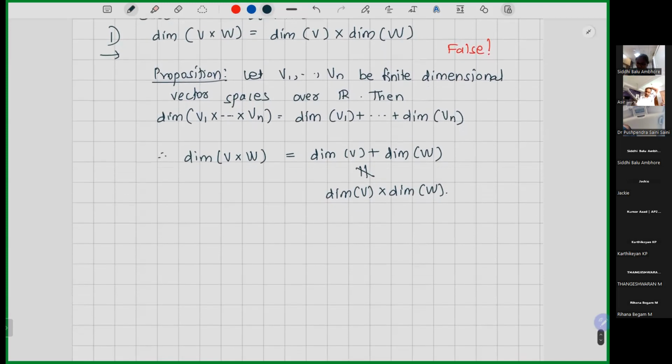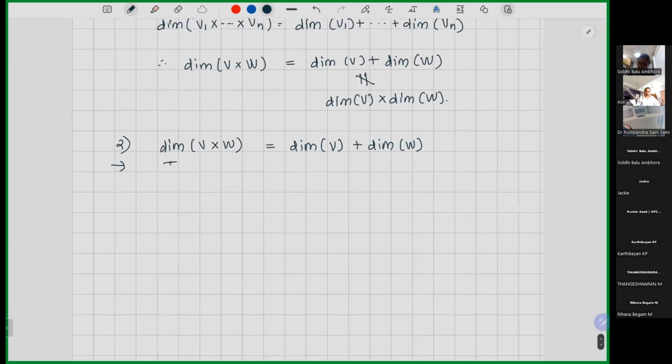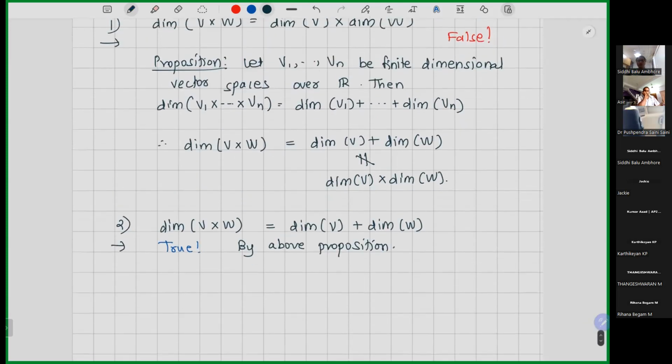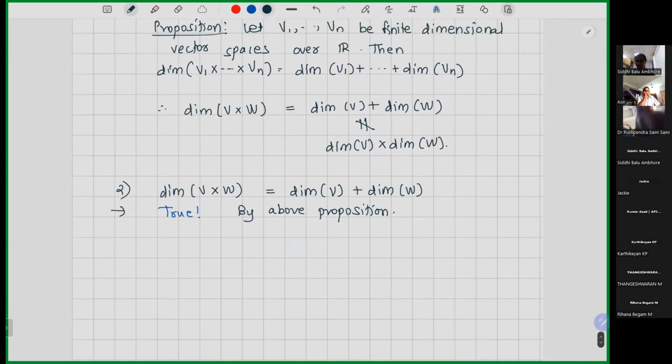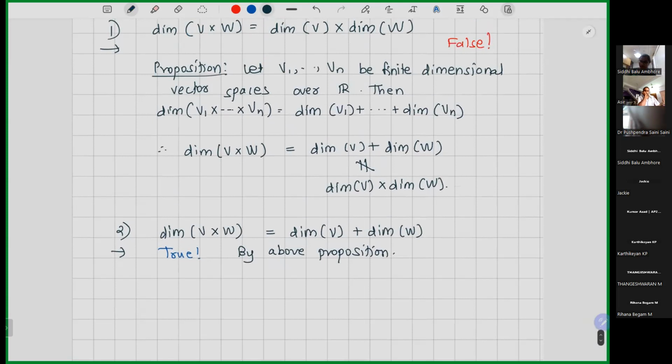And once I have this, the second question is trivial. They are asking whether dimension of V cross W is dimension of V plus dimension of W or not. This is true by the above proposition. Okay, so please go through this proposition in the product spaces lecture. Is it clear?